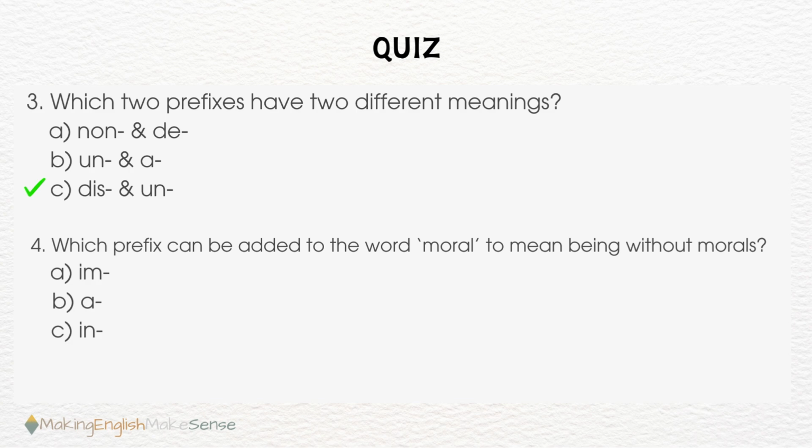Question 4. Which prefix can be added to the word moral to mean being without morals? Is it A, im, B, a, or C, in? The answer to number 4 is B, amoral. Remember, immoral is also a word, but it refers to someone who purposely does bad things. So an immoral person has morals, they just don't follow them and do the opposite.